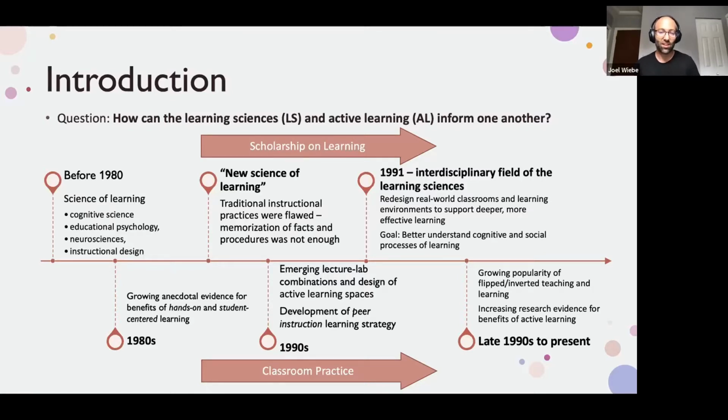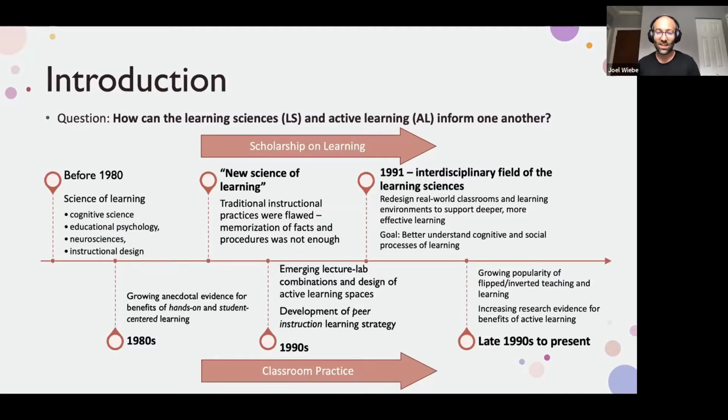By the 1980s, there was an emerging combination of lecture and lab formats into these more studio approaches. Around this time, there was also the design of active learning spaces, which are spaces that facilitate or support active learning pedagogy. Similarly, approaching the later 1990s, was the development of some new instructional approaches, such as peer instruction to support active learning.